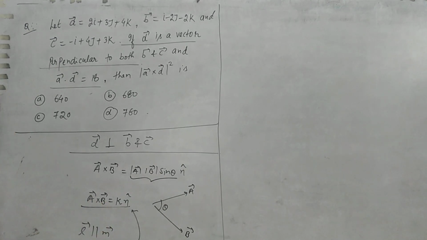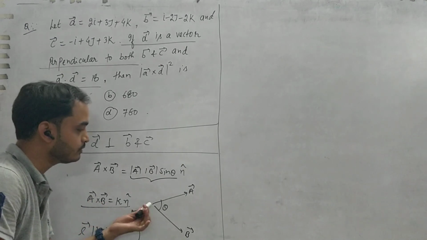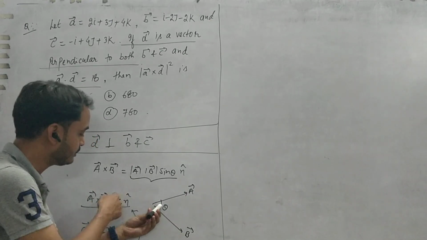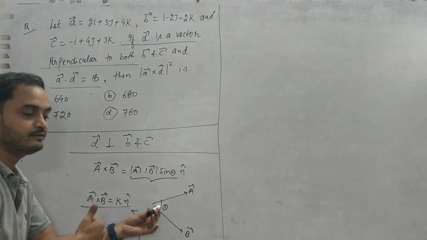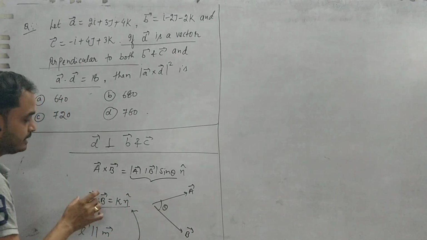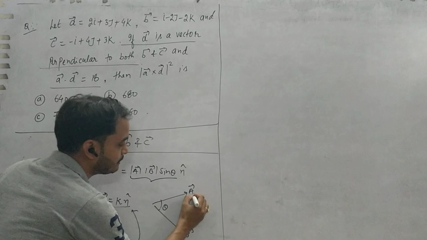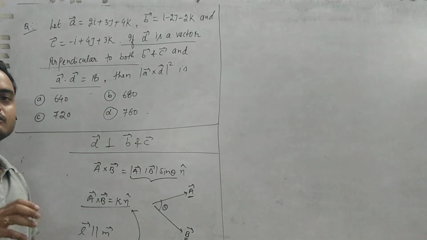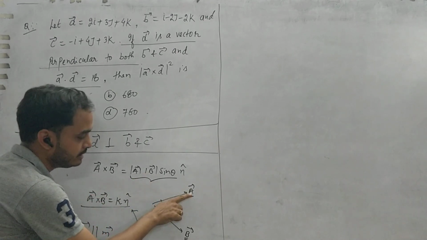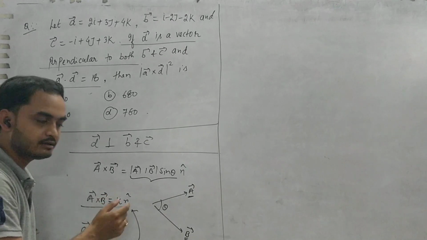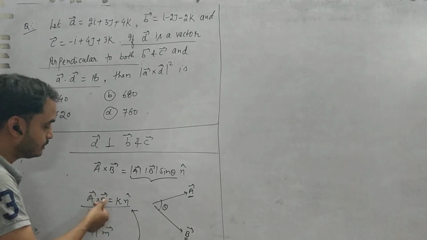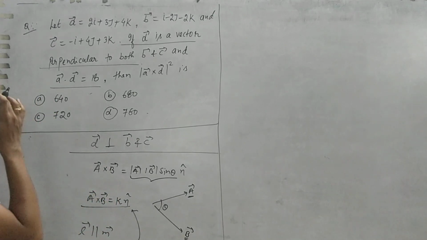parallel to A cross B vector. N cap vector is perpendicular to A vector and B vector, and simultaneously it is parallel to A cross B vector. That means A cross B vector must be in the direction of n cap vector. That means A cross B vector is also a vector perpendicular to A vector and B vector. So what I have said is that A cross B vector is a vector perpendicular to A vector and B vector, n cap is also a vector perpendicular to A vector and B vector, and hence n cap will be parallel to A cross B vector.